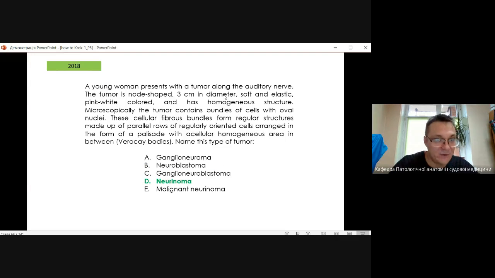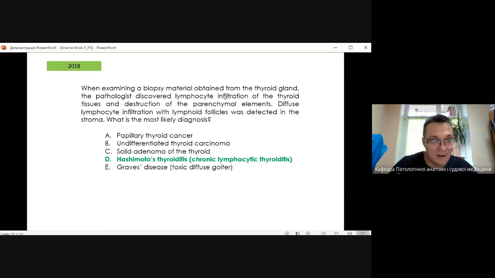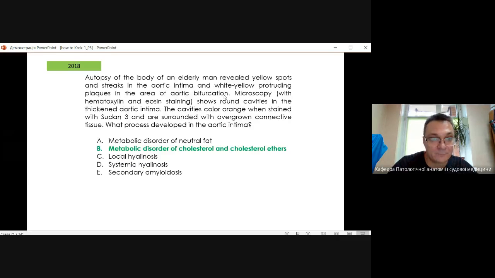Neurinoma with verrucai bodies, the key word for that, and the palisade structures, the benign tumor from the Schwann cells or schwannoma. Hashimoto thyroiditis or autoimmune thyroiditis or chronic lymphocytic thyroiditis, the synonyms, and with the characteristic signs as the lymphocyte infiltration and the lymphoid follicles with the destruction of the parenchyma.